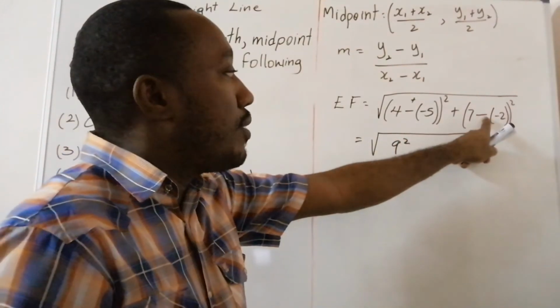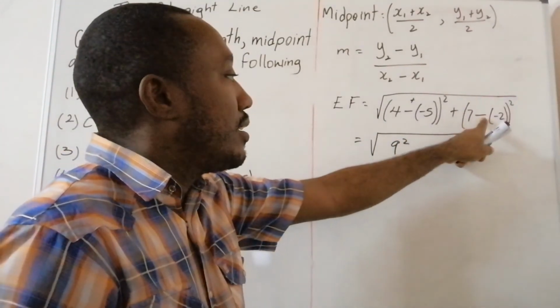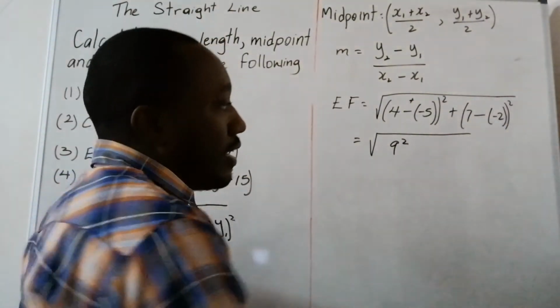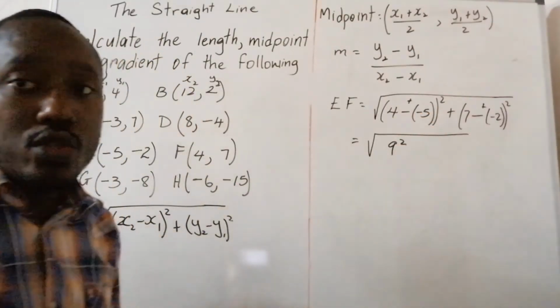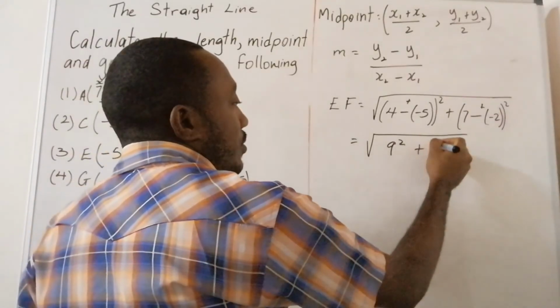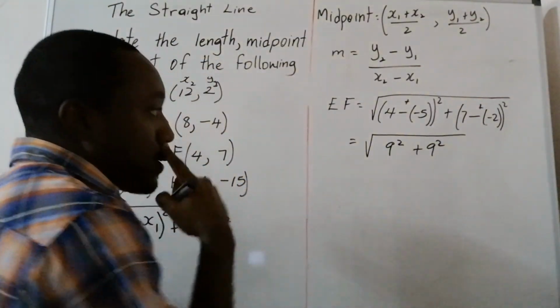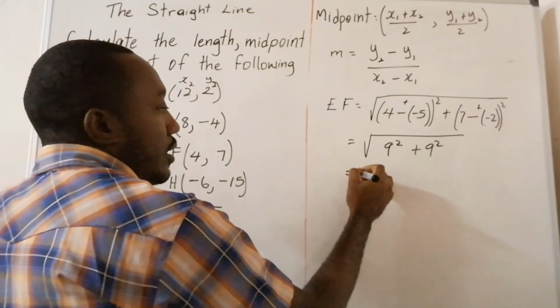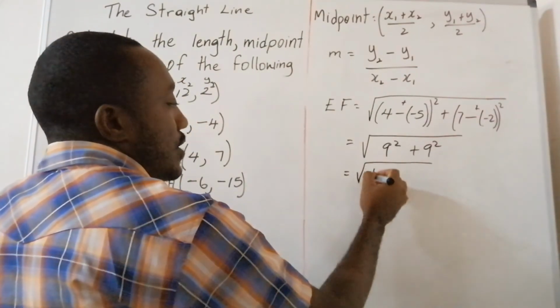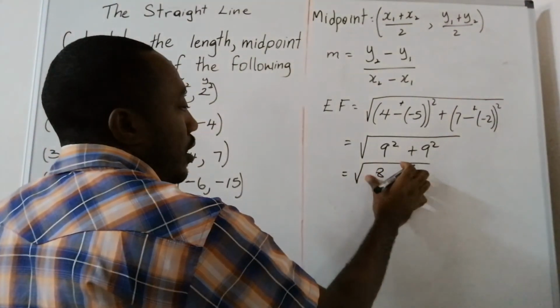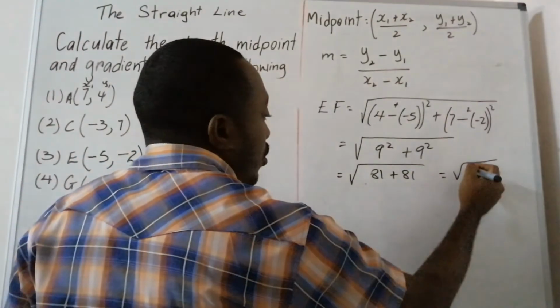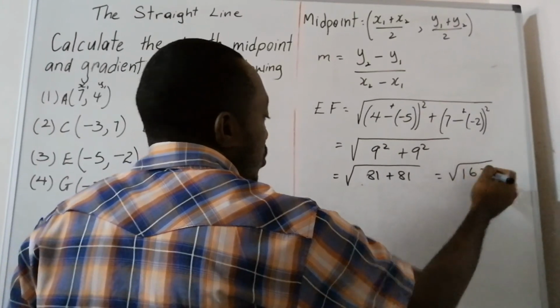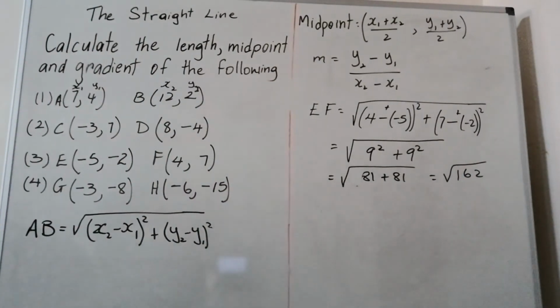And again, the same thing here. 7 take negative 2. The negative and negative will give us a positive value there. So 7 plus 2 will give us 9, 9 squared. So 9 squared is 81, plus 81, which will give us the square root of 162. So check your calculators and find the square root of 162.